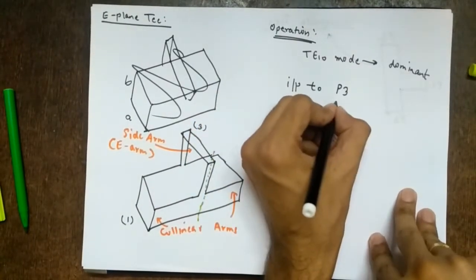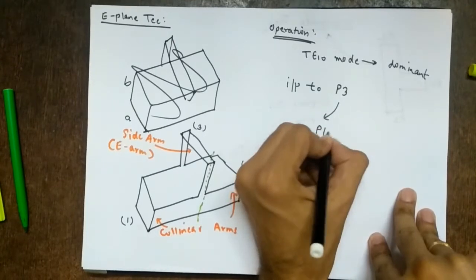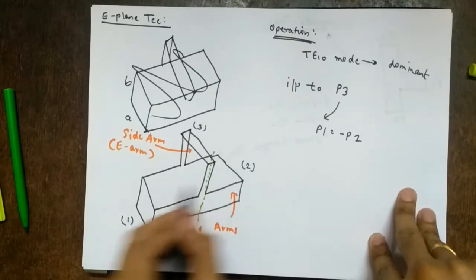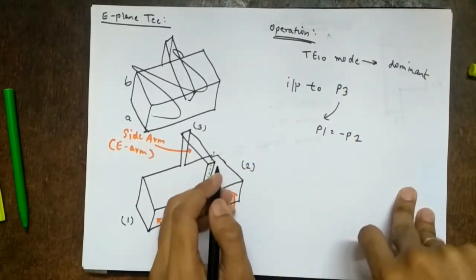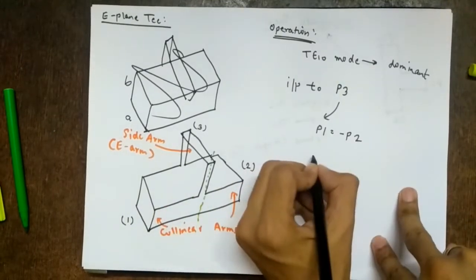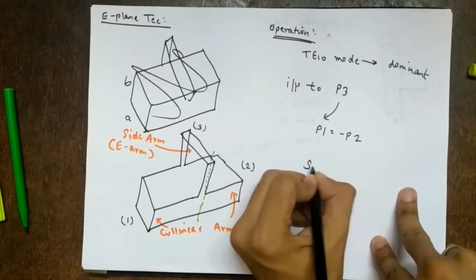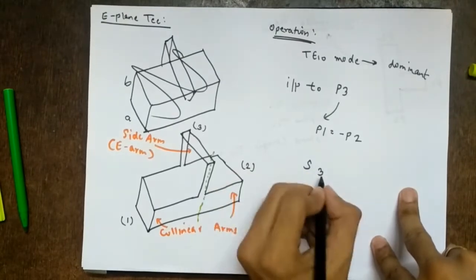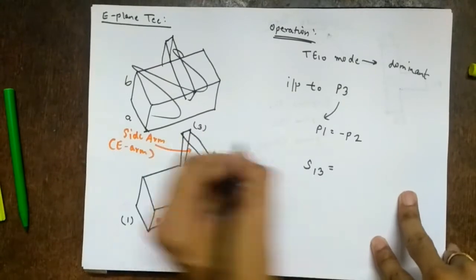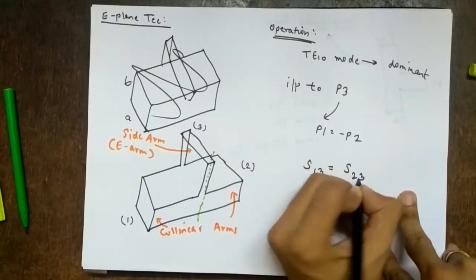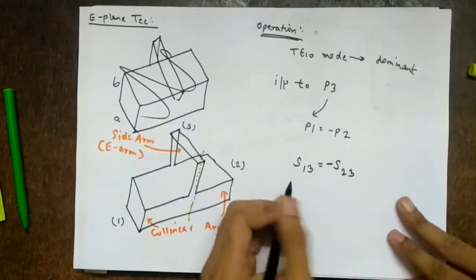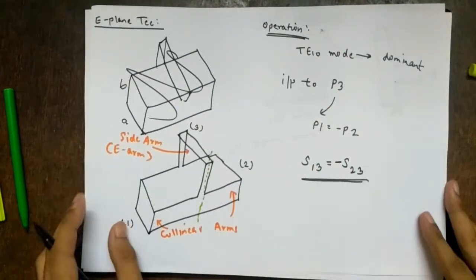I'll have outputs at port 1 and port 2. What will happen is I'll have P1 equal to minus P2. That is, port 1 and port 2 power will be the same, but they will be 180 degrees out of phase. In other words, how can I write this in terms of S parameters? I am giving input at port 3, so power going from 3 to 1 I'll denote by S13, and power going from 3 to 2 will be S23, and both should be opposite, 180 degrees out of phase. So this is minus. This is the S parameter I have derived.